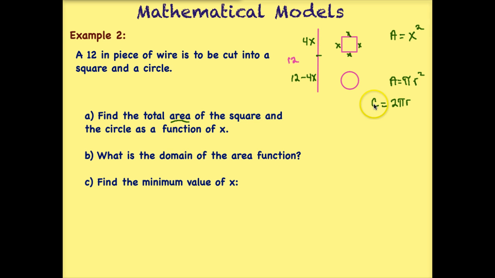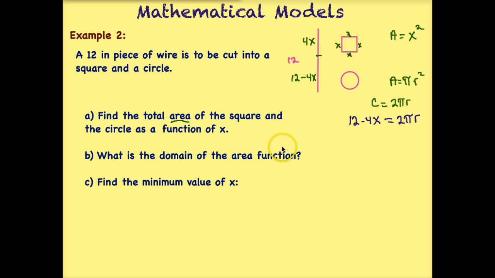Let's start with our circle. We define circumference as 2 pi r, and we know that 2 pi r will equal the 12 minus 4x, because that's the circumference, the amount of material we have left for the circle. So that equals 2 pi r.